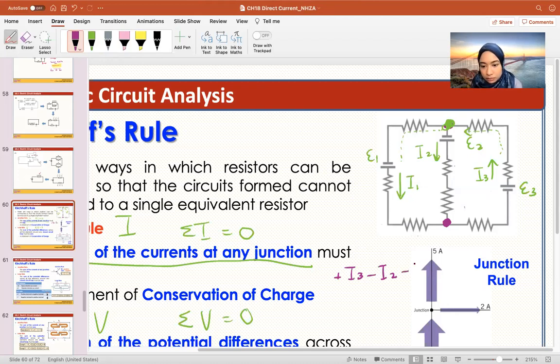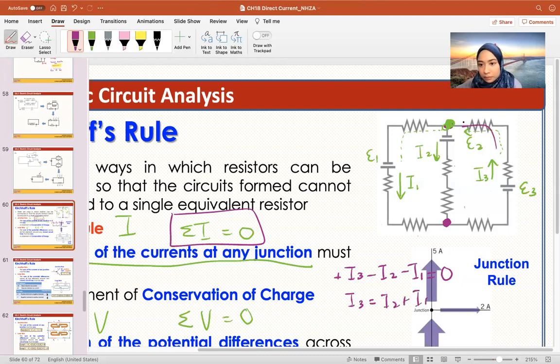I1 goes out. And the sum of this is equal to 0. Okay, this is your sum. This is the sum that we are talking about just now. So what goes in must come out. If I were to rearrange this equation, I can say I3 is equal to I2 plus I1.